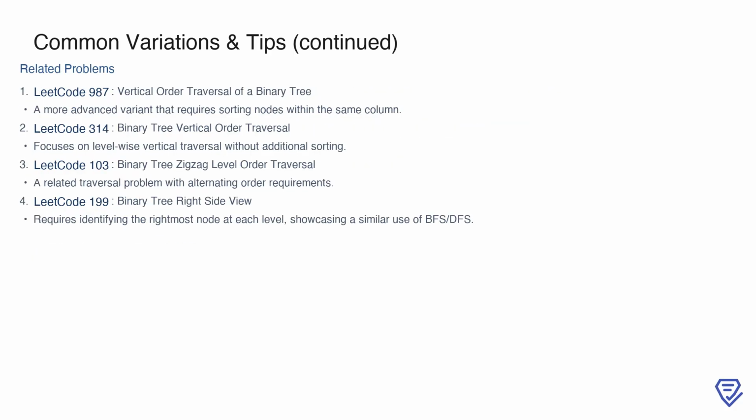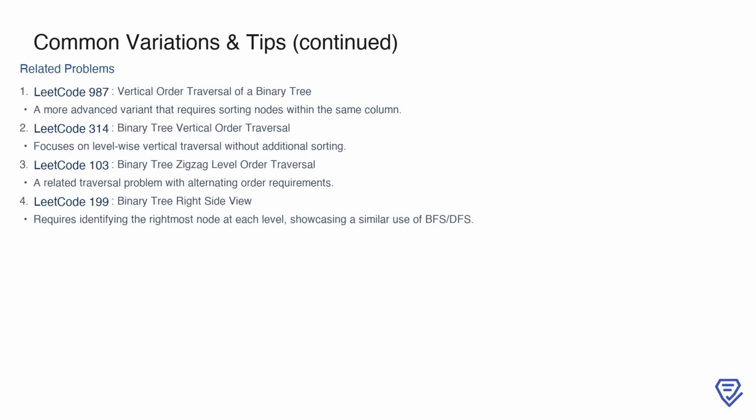There are several related problems that you might encounter, which build on similar concepts. For example, LeetCode 987, vertical order traversal of a binary tree, is a more advanced variant that specifically requires sorting nodes within the same column. In contrast, LeetCode 314, binary tree vertical order traversal, focuses on level-wise vertical traversal without additional sorting.